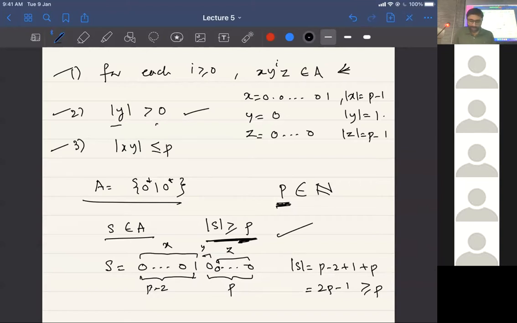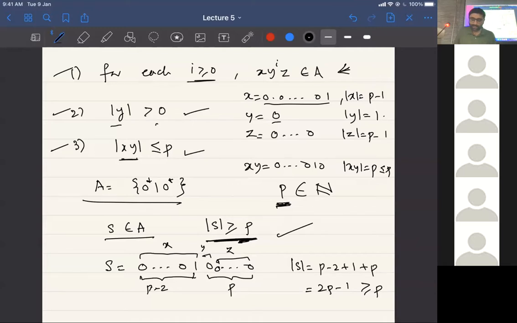Is the third condition satisfied? X, Y. What is X, Y? The concatenation of X and Y. So this is the string X, this is the string Y. So X, Y is equal to zero all the way till the last zero, then one, and then zero. Okay, what is the length of X, Y? P minus one plus one, which is P. So the length of X, Y is equal to P, which is at most P. Every number is at most itself, right? So P is less than or equal to P. So condition number three is also satisfied. Condition number two satisfied, condition number three satisfied. So let's go and check condition number one.